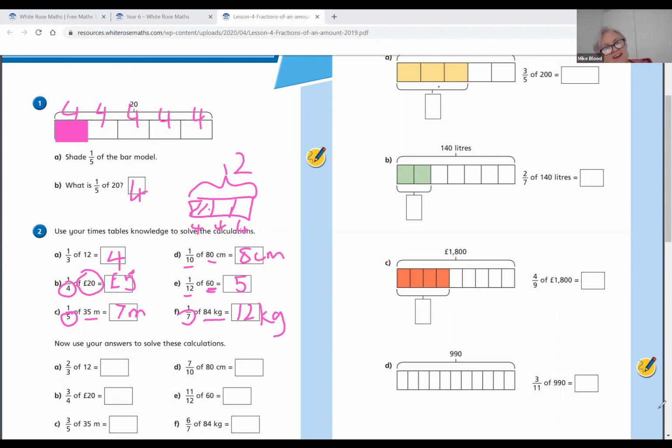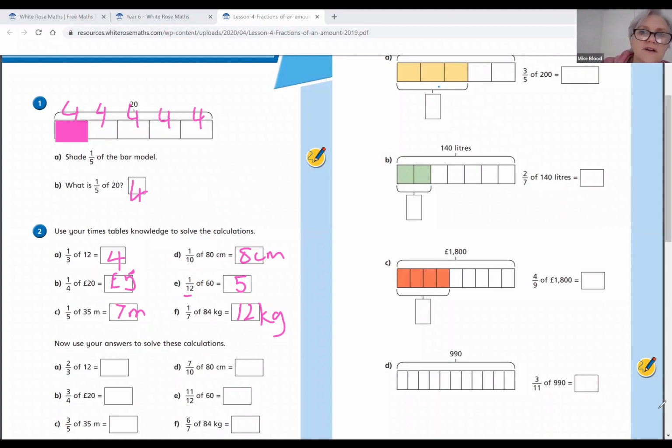Okay, next one. Use your answers to solve these calculations. Let me get rid of some of that mess because it's a bit messy over here. So we need 2/3 of 12. To get 2/3 of 12, I'll do a different colour, I think we'll have blue. So 1/3 of 12 was 4. So again, if we have our little bar model, that's 12, and 1/3 was 4, and each of them are 4. So 2/3 is 2 lots of that 4. 2 lots of 1/3 is 2/3. So it's 8.